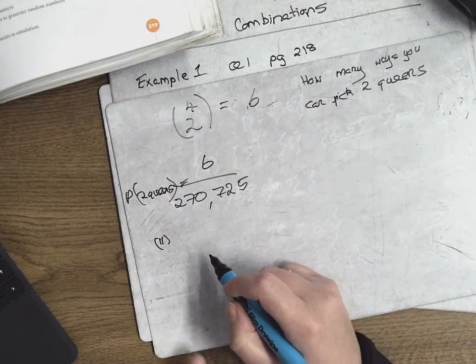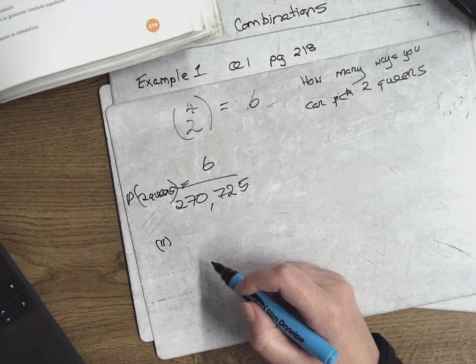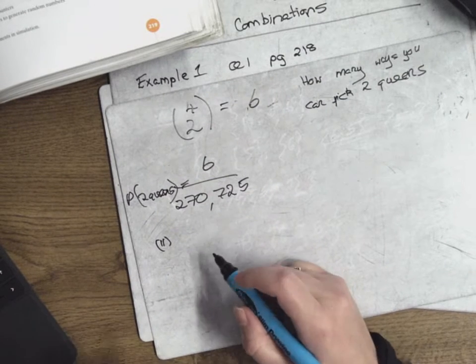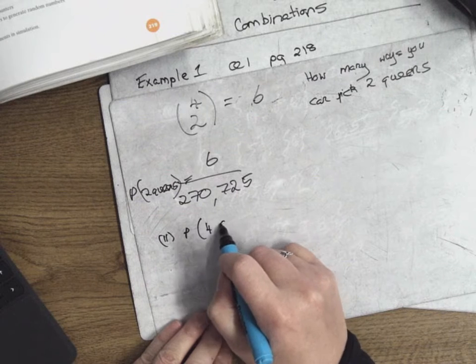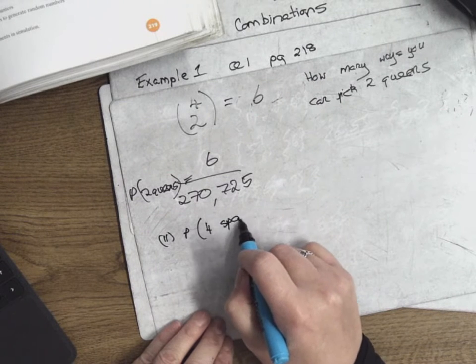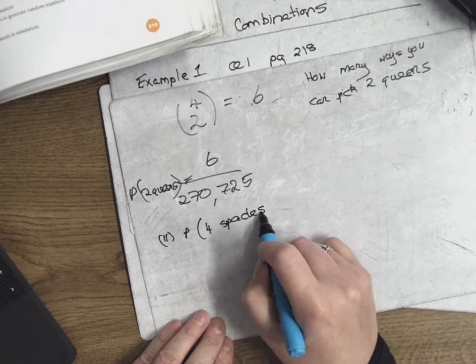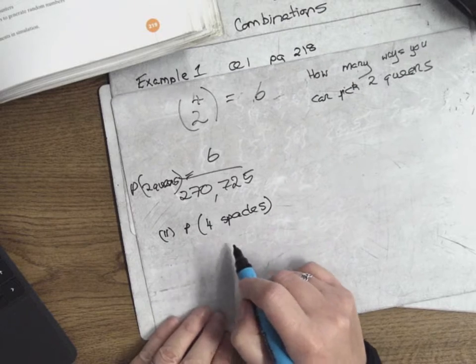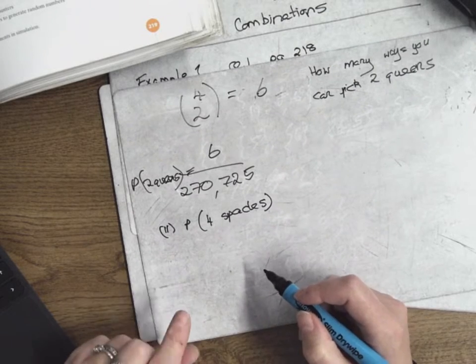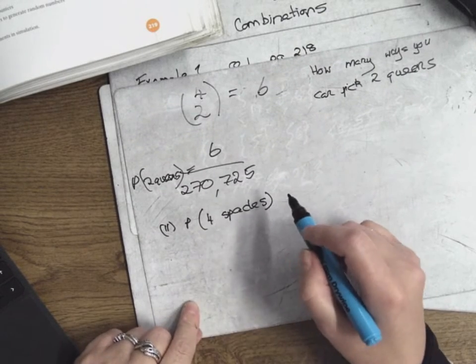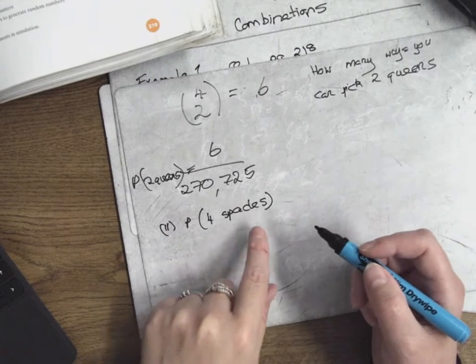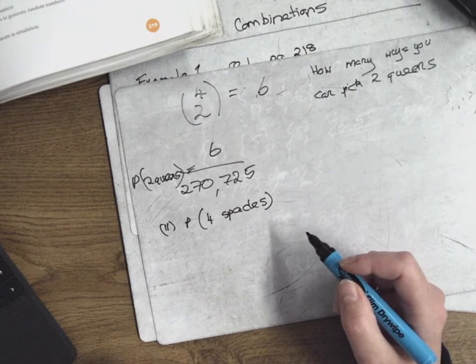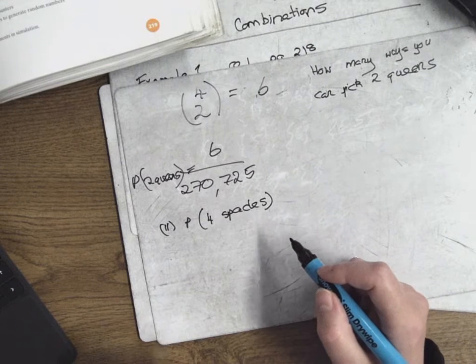Right, part 2 of the same question says, what are your chances of picking 4 spades? So again, you're dealing 4 cards out of a deck of 52. So we know we have 270,725 ways of picking any 4 cards. We have to work out how many ways you have of picking 4 spades. So how many spades in a pack?